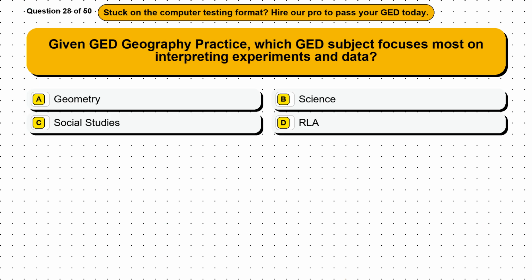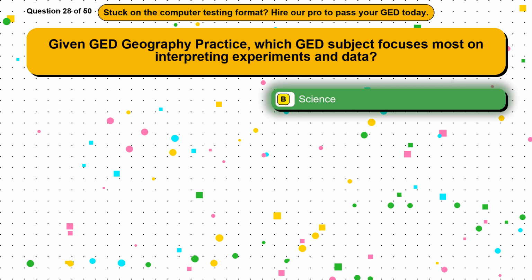Question 28. Given GED Geography Practice, which GED subject focuses most on interpreting experiments and data? Option A Geometry. Option B Science. Option C Social Studies. Option D RLA. The correct answer is option B.